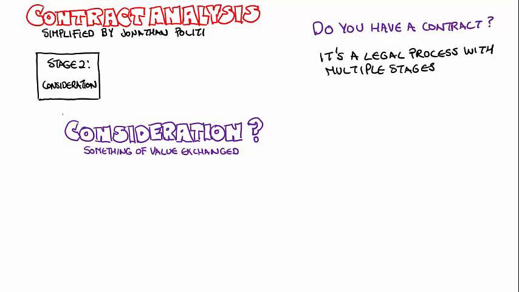And again, it has to be mutual. So you can have a promise in exchange for a promise, something of value for something of value, promise in exchange for performance, something of value for something of value.